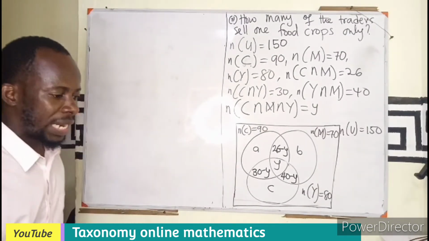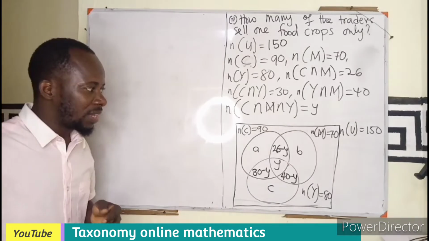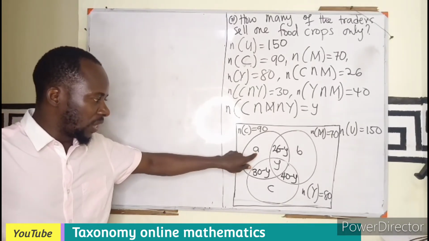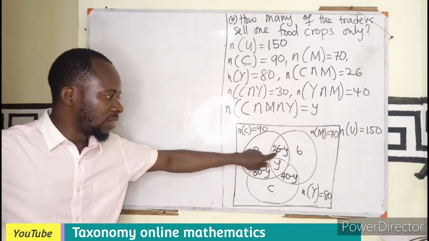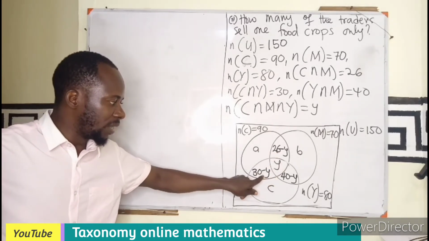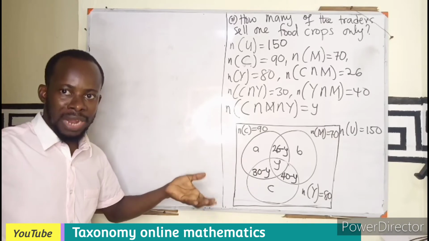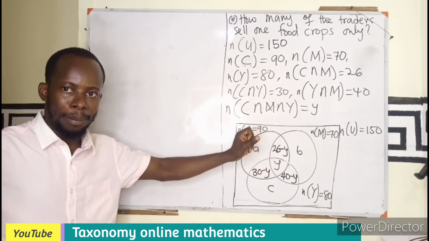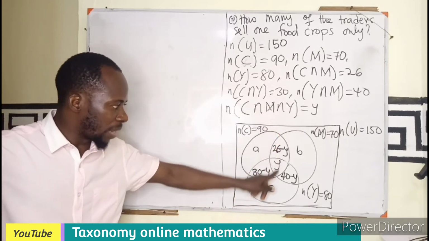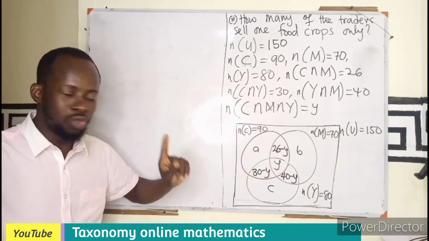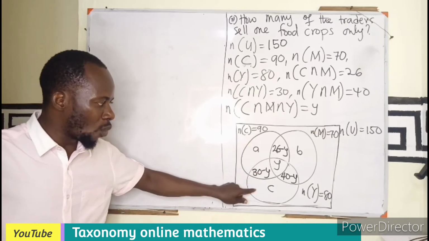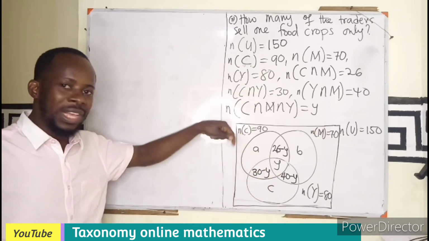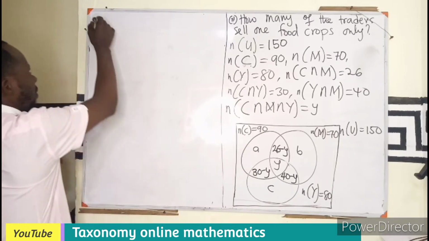Alright, so now let's see how best we can solve that. I explained earlier on that this region plus this region plus this region plus this will give us what? 90. Right? Alright, so this is the intersection of C and M only. Plus this gives us the intersection of the 2. This is C and Y only. Intersection of the 2. Then this becomes only C.